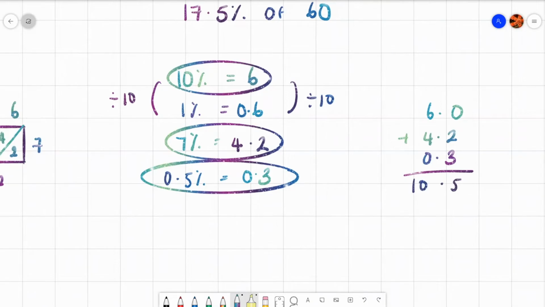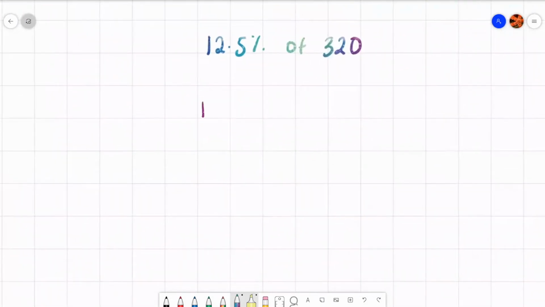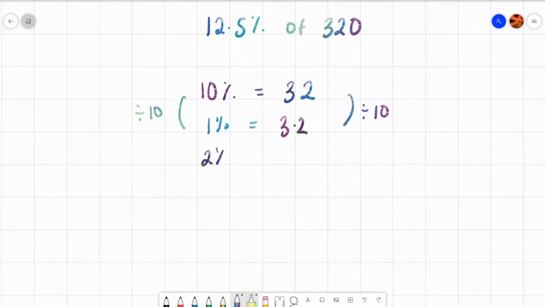Right, let's have a look at working out some other questions then. Let's do one more decimal point. 12.5% of 320. Work out 10%, which is 32. I would then work out 1% by dividing by 10, 3.2. I can work out 2% then by doubling that, 6.4. And then I can work out 0.5% by halving the 1%. So 3.2 divided by 2 is 1.6.